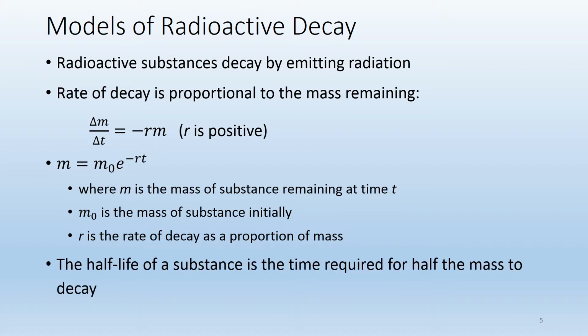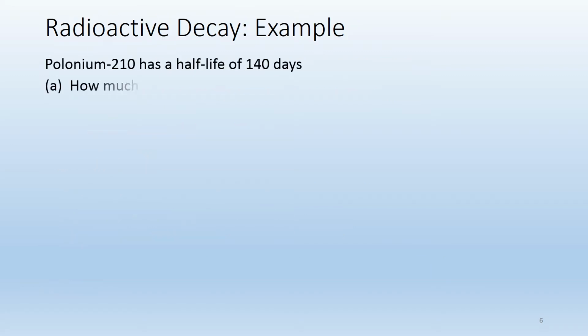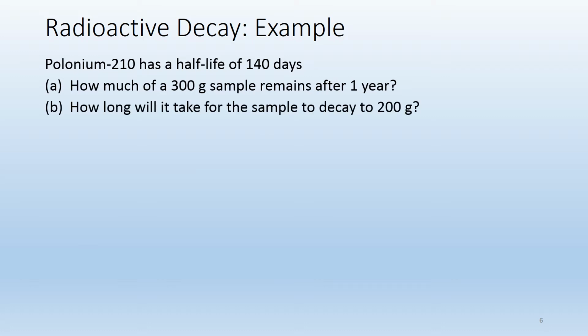The half-life of a substance is the time required for half of the mass to decay. In this example, polonium-210 has a half-life of 140 days. How much of a 300 gram sample remains after 1 year? And how long does it take for the sample to decay to 200 grams?